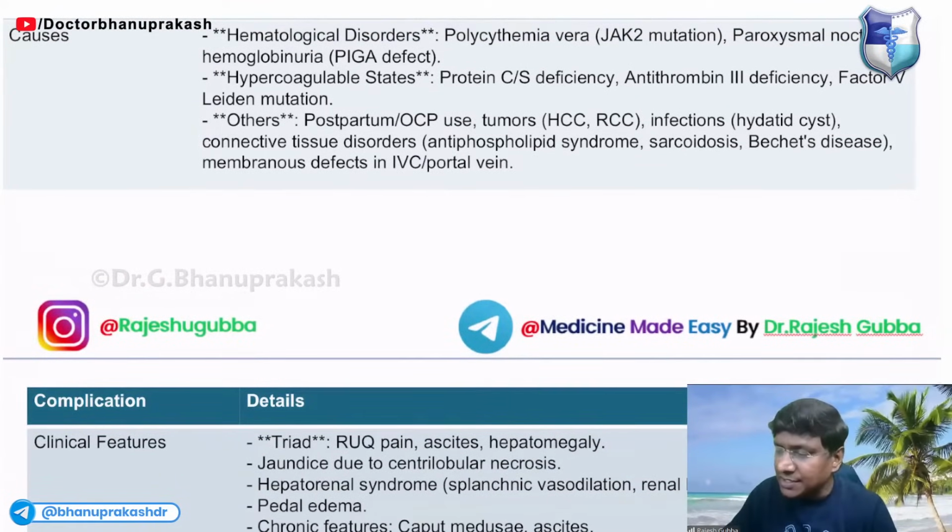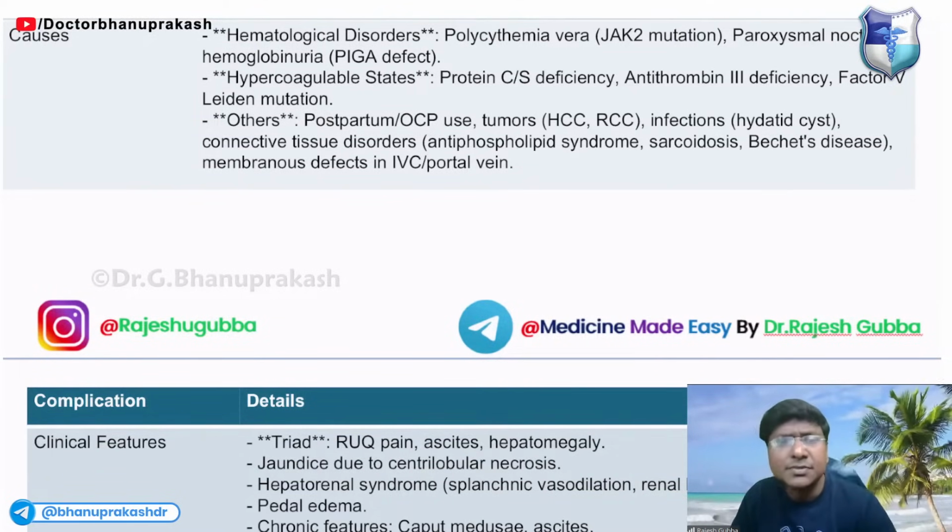Now, what could be the etiologies that would be causing this Budd-Chiari syndrome? Basically, what is the problem? Thrombus formation. Where all can you have thrombus formation? We have some hematological conditions like polycythemia vera and paroxysmal nocturnal hemoglobinuria. Then hypercoagulable states like protein C, protein S deficiency.